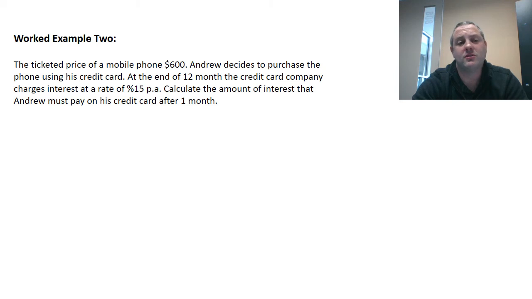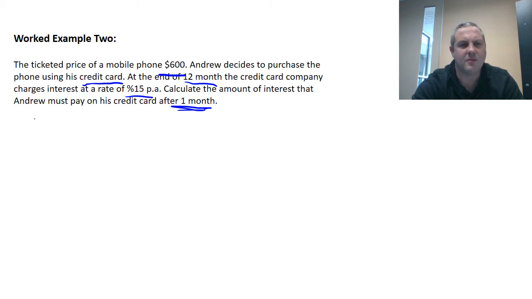Worked example 2, slightly different. It's a big sentence, so you just have to go with it. The ticket price of a mobile phone is $600. Andrew decides to purchase the phone using his credit card. Okay, so we're using credit cards, this is relevant to you guys. At the end of 12 months, the credit card company charges a rate of 15%. This is the important bit: calculate the amount of interest that Andrew must pay on his credit card after 1 month. So it's slightly different because we're looking at 1 month.